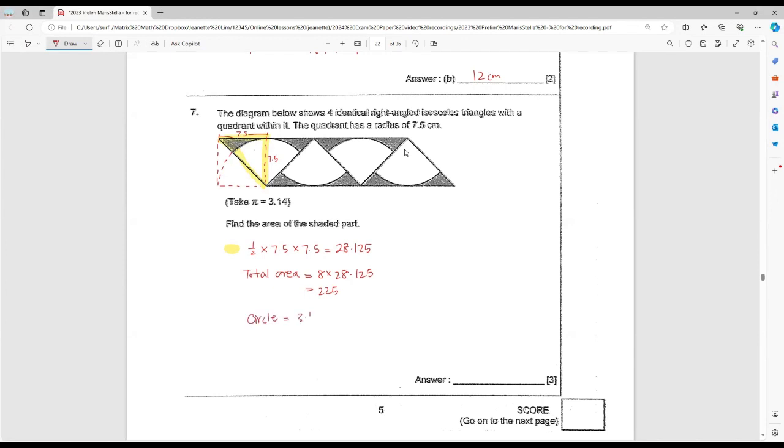Pi, which is 3.14, times radius, 176.625. Now what we need to do to find the shaded part is just to minus off from the total area. So 48.375. 48.375 square cm.